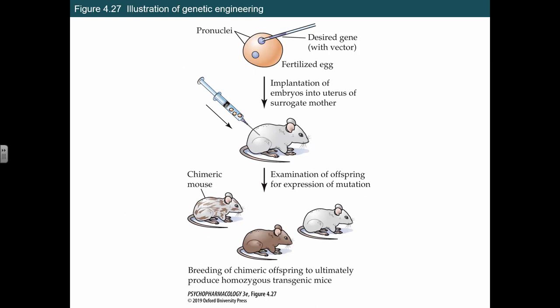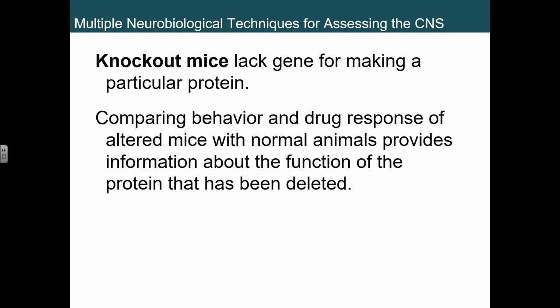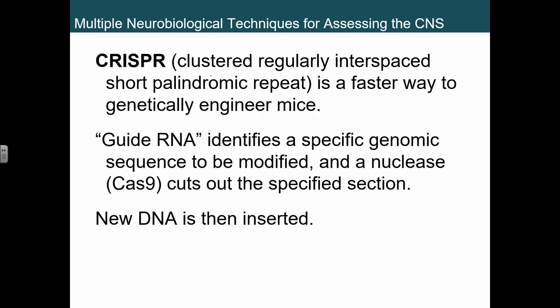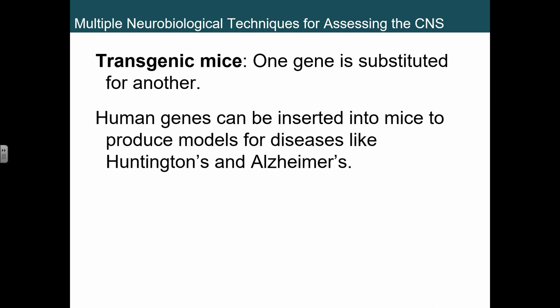Don't really need to worry about this too much. Some of you can get a little bogged down with it. But basically, you find a gene that makes a particular protein that's important, you can remove it, you can add in a protein, and you're good to go. We call these transgenic, sometimes we use the words transgenic mice.